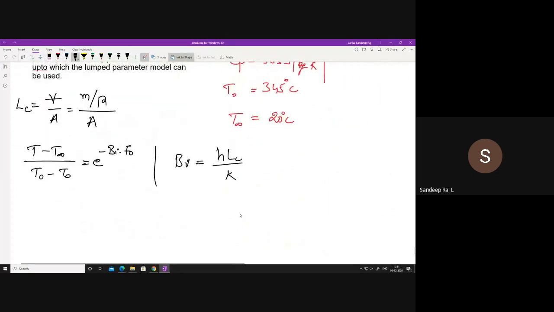This way you will calculate the LC, the volume by area, the volume to area ratio. So the mass value is given as 1.2 kg, the density value is 7150, and the area value is given as 0.075. So somebody tell me what is the LC value?